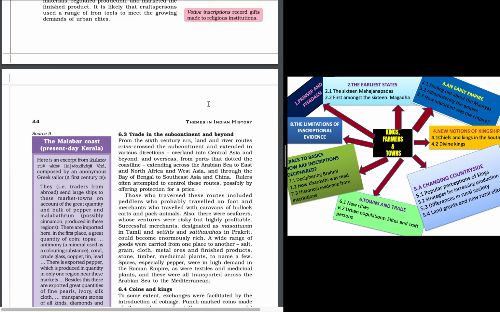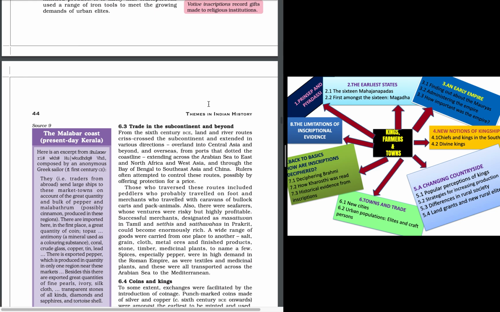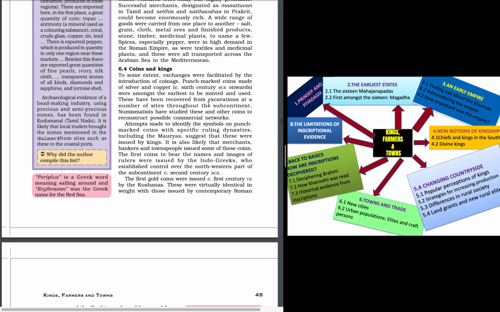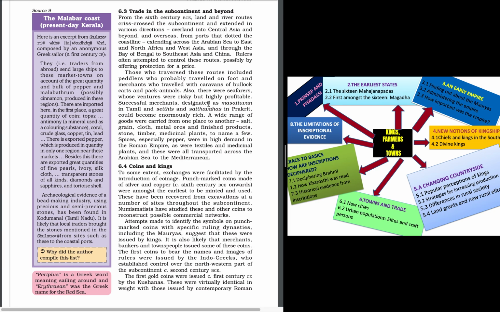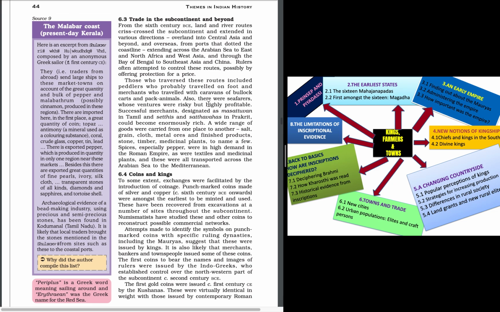6.3 says trade in the subcontinent and beyond. Of course, we had trade in the subcontinent, within India, and beyond. We had external, international trade also, as has been discussed, that from the Arabian Sea to North Africa to West Africa, we had relations.